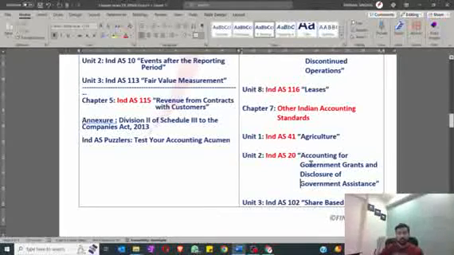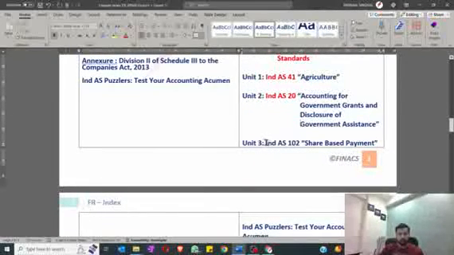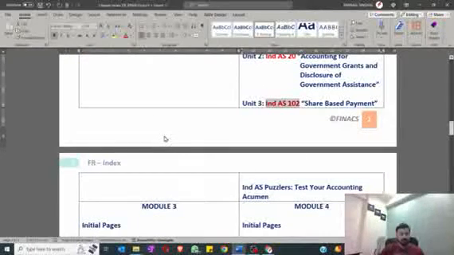The next unit, Unit 3, is on Ind-AS 102. Again, a very important Ind-AS. All the big companies these days give ESOPs. You must have heard about ESOPs, employee stock option plans. That is the major content of this Ind-AS. Although share-based payment covers more topics than ESOPs, basically the maximum coverage given by this Ind-AS is on ESOPs, employee stock option plans.